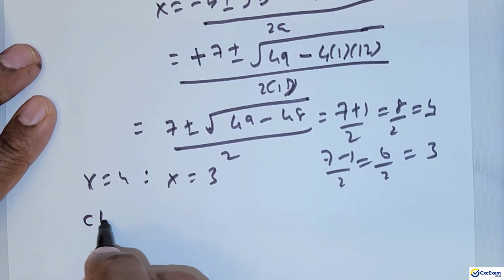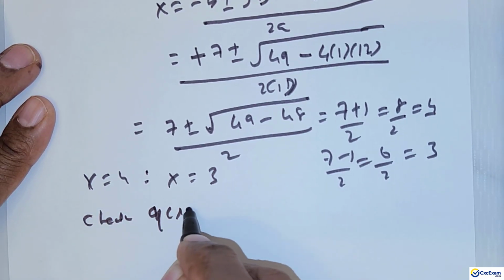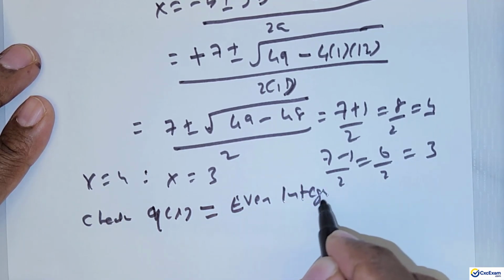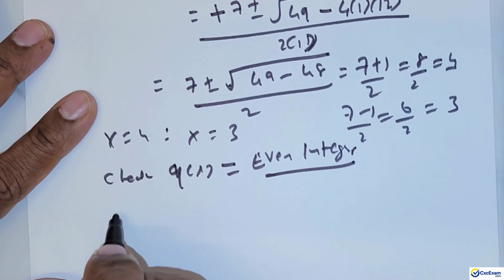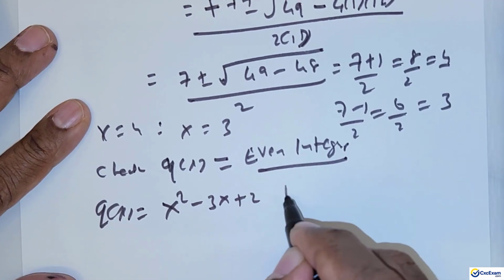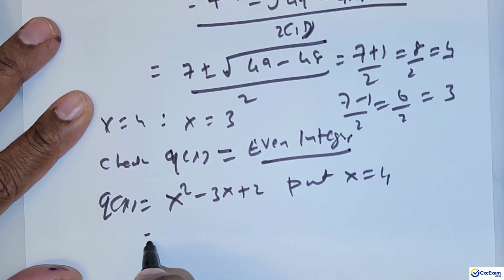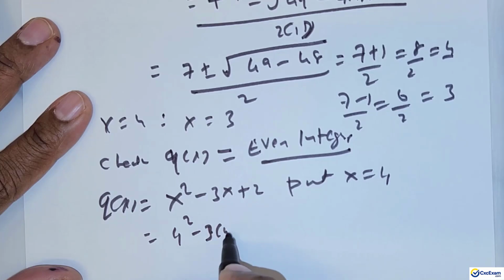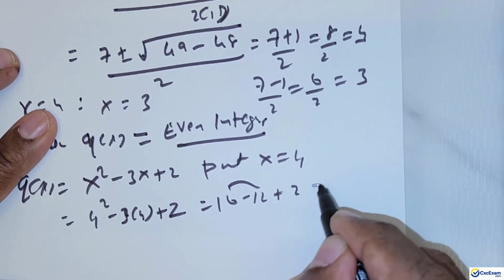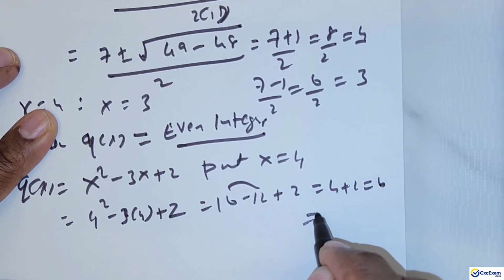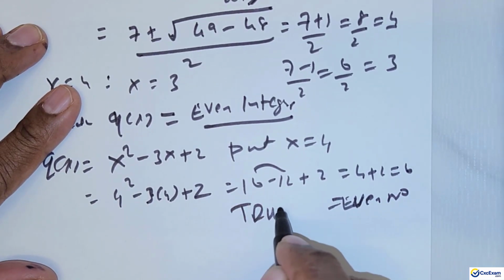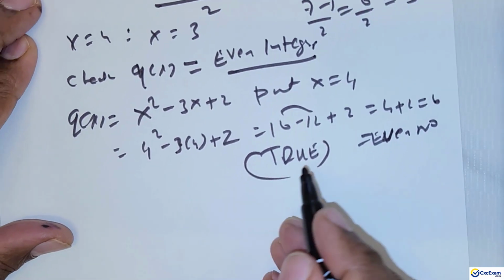Now the check is that q of x should be an even integer. That is the check. Okay, so what is my q of x? Q of x is x squared minus 3x plus 2. You put x is equal to 4, what do you get? 4 squared minus 3 times 4 plus 2. 16 minus 12 plus 2. This is going to give me 4 plus 2, which is equal to 6. Even number. Okay, so true. So this case is true.